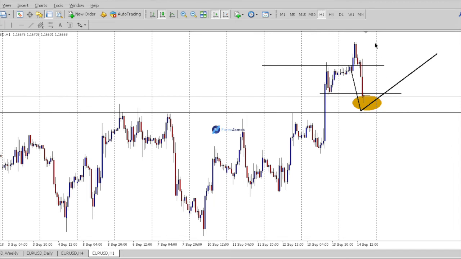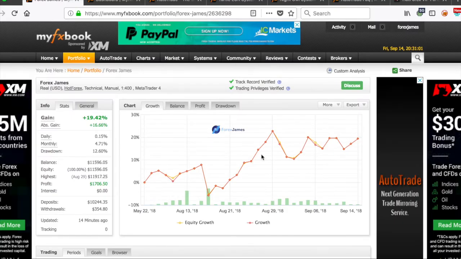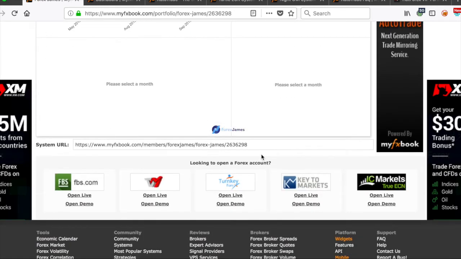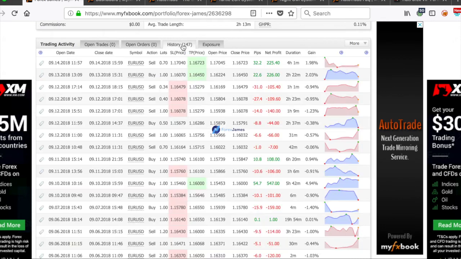I wasn't able to record the trade because I was away from my screen, but here's the results on the MyFXBook account. This was yesterday's, and this is today's. It took a total of 4 hours and about a 2% gain.